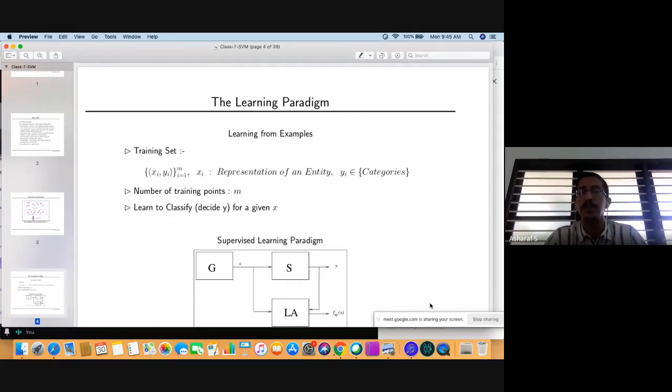All right, and you have m such training examples, and this is the supervised learning paradigm that we've already seen, where the learning algorithm is trying to learn or mimic the performance of a supervisor. So there is a generator which generates data X, it can be the photographer or the one who writes the email. The teacher who labels the data is called the supervisor. So the supervisor gives a label Y to X, and we have m such examples.